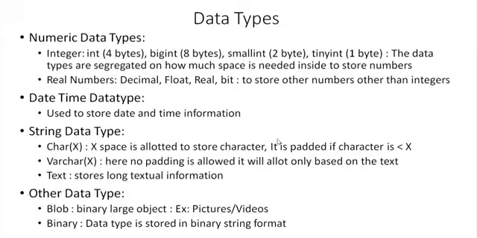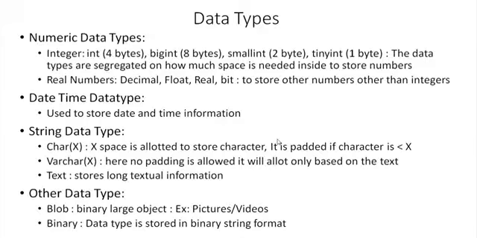They are all differentiated by the memory which is getting allocated. For int, 4 bytes; big int, 8 bytes; small int is allocated 2 bytes; and tiny int 1 byte. There are several others like money, small money, numeric. There are other numeric types which are real numbers, and the data type can be decimal, float, real.